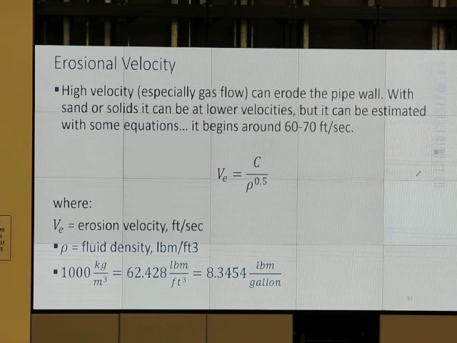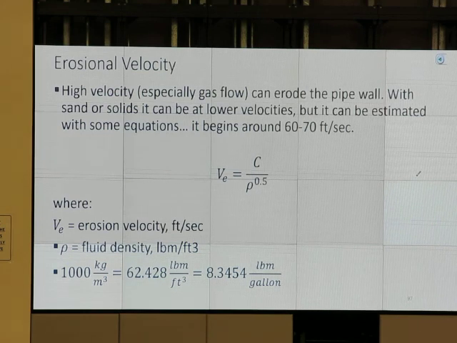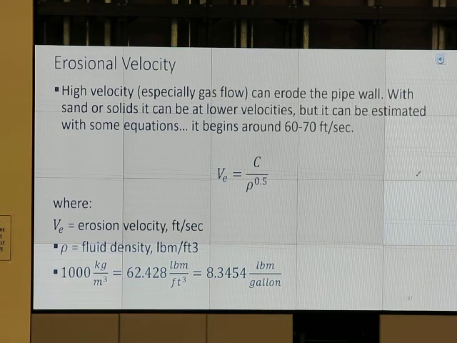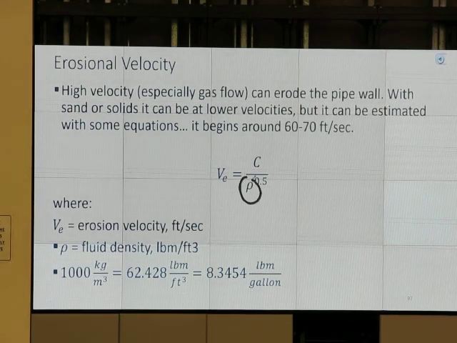Density. Okay, let me call the names of those outside the table. What is that rho? Density of what? Liquid phase? No, it's not liquid phase. Density of pipe? No, it's not density of pipe.